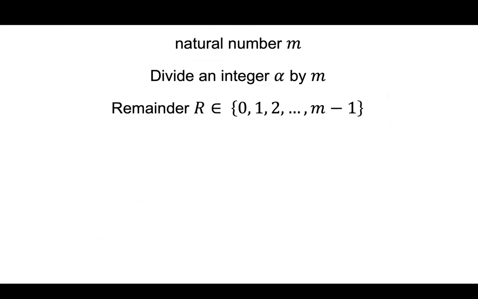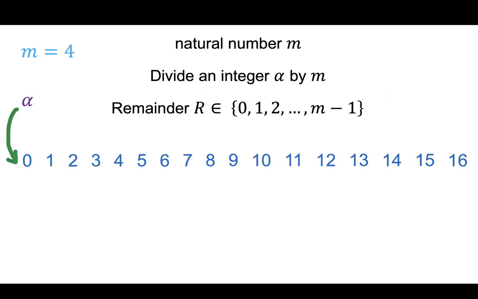A consequence of this is that if we keep dividing one integer after another in order, the values of the remainder will repeat themselves. Let's look at the example when m equals 4. We will start with alpha from 0 to 16, each time computing the remainder upon division by 4. 0 divided by 4 gives remainder 0. 1 divided by 4 gives remainder 1. 2 divided by 4 gives remainder 2. 3 divided by 4 gives remainder 3.